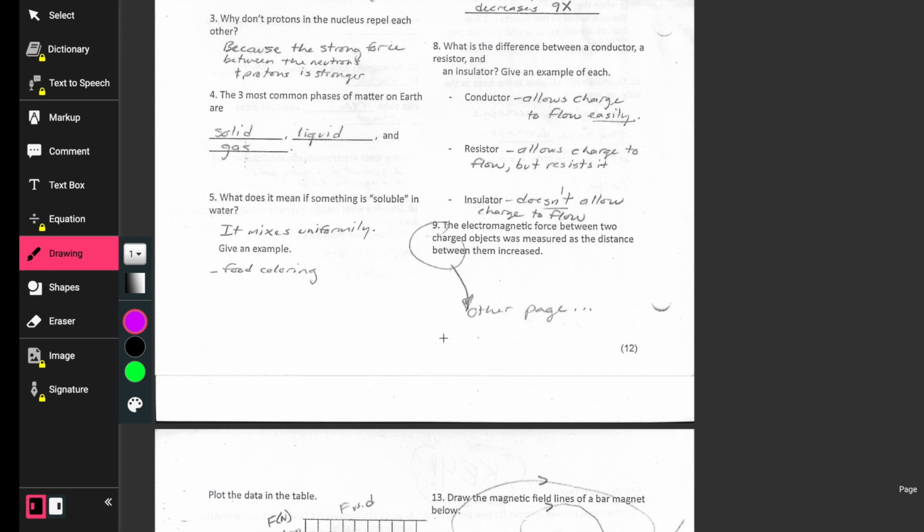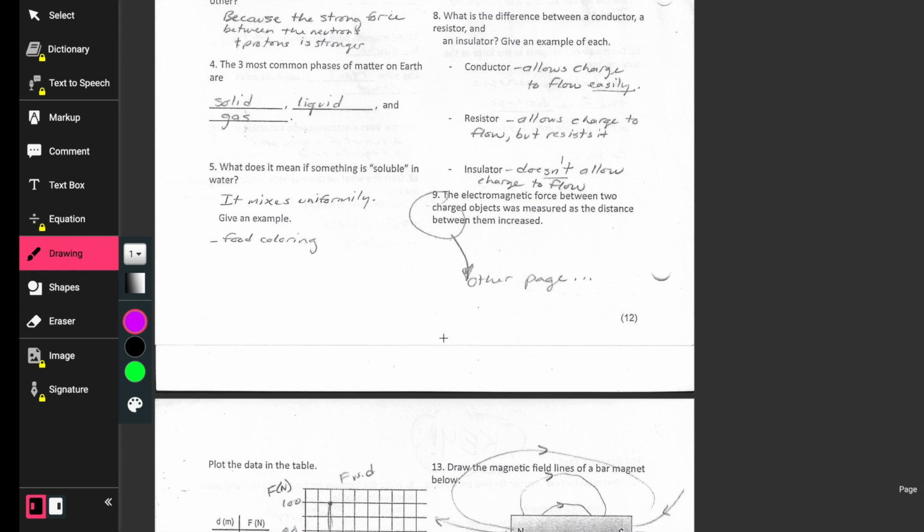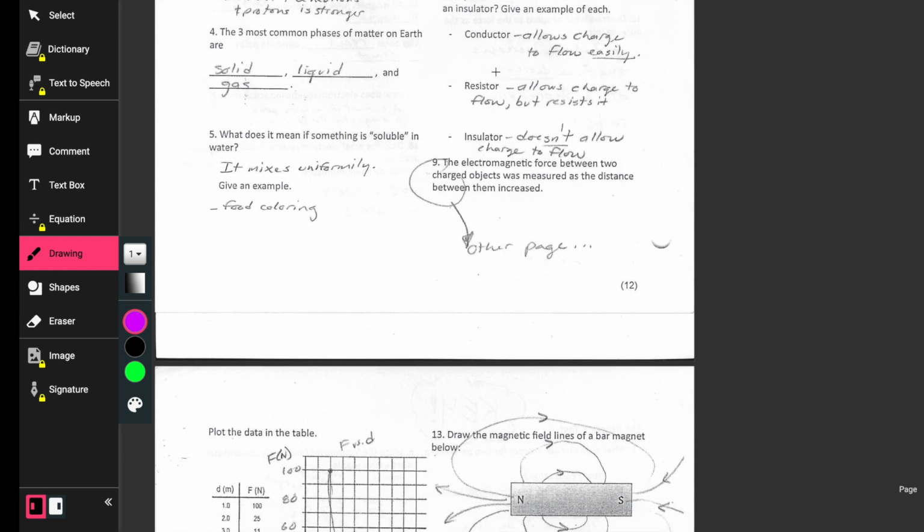What is the difference between a conductor and a resistor and an insulator? A conductor allows charge to flow easily. A resistor allows charge to flow but resists it. Love it when we use the definition in the word. So it resists the flow of current, and an insulator doesn't allow charge to flow at all.